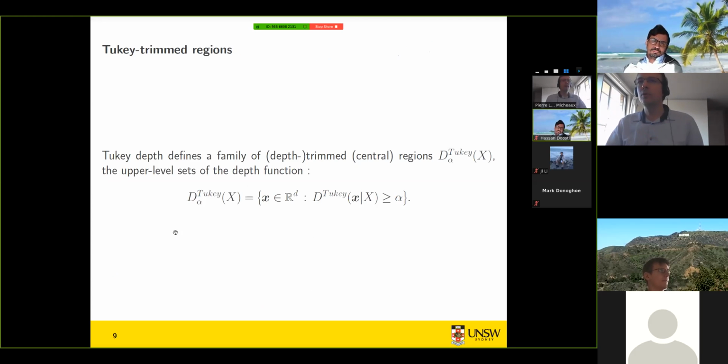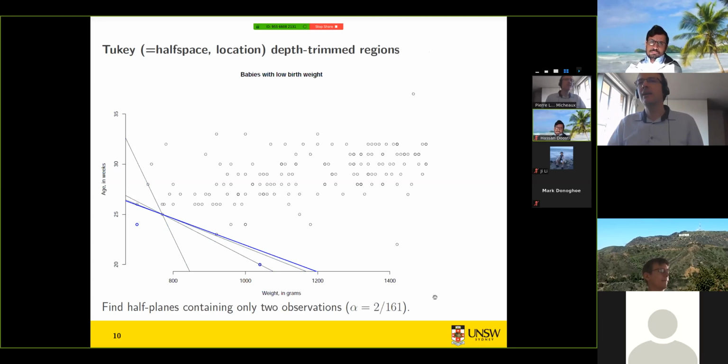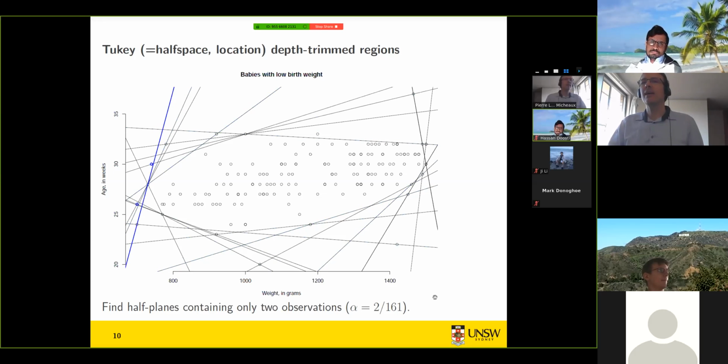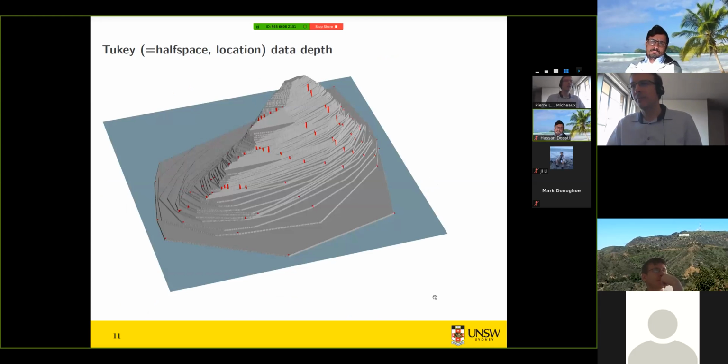You can also compute Tukey trimmed regions. So to do that, you consider, for example, when alpha here is fixed to 2 divided by 161, then you compute all half spaces that contain only 2 observations, right? And you do that, and then you obtain your trim region for this value of alpha. And of course, you can do that for any kind of value of alpha, and you obtain something like that.